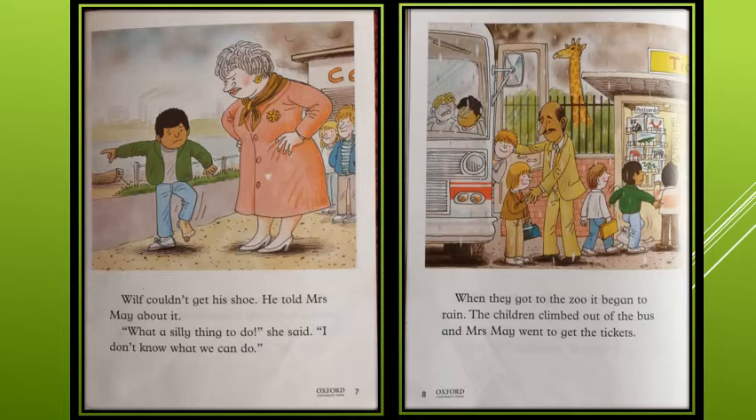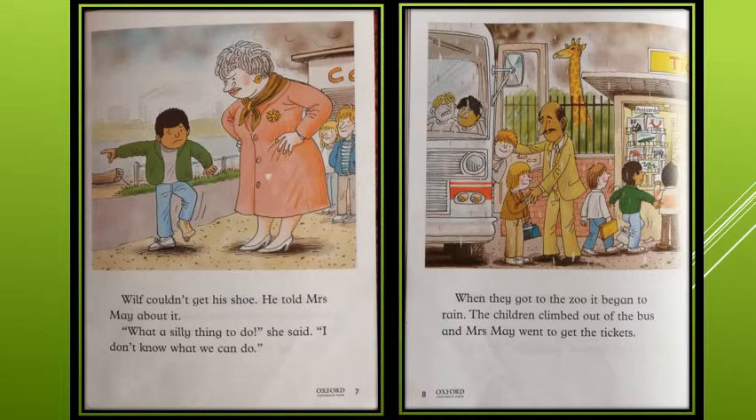Here Mrs. May is annoyed with Wilf because Wilf couldn't get his shoe back. Now what is Wilf going to do? Look at his thumb. It's coming out of the socks. It looks so funny. And now he's going to walk without the shoe, barefooted.